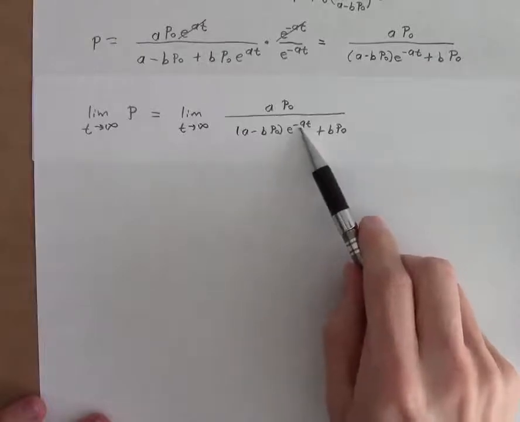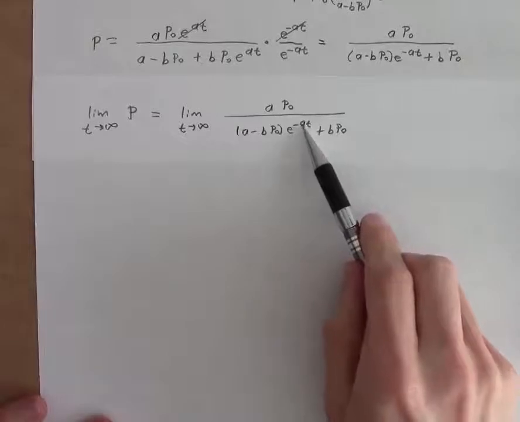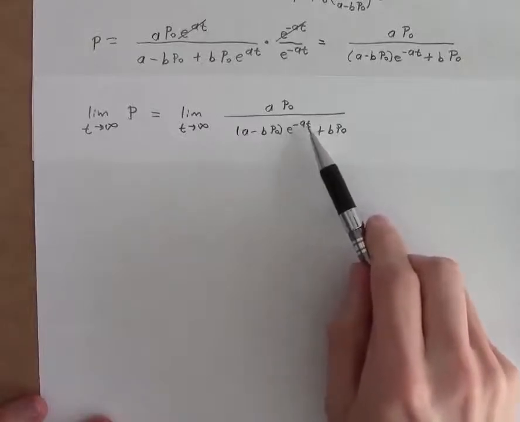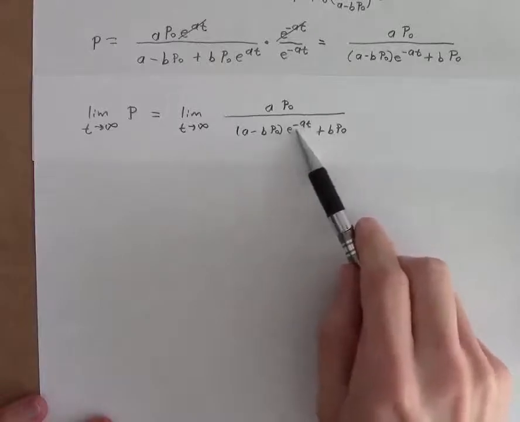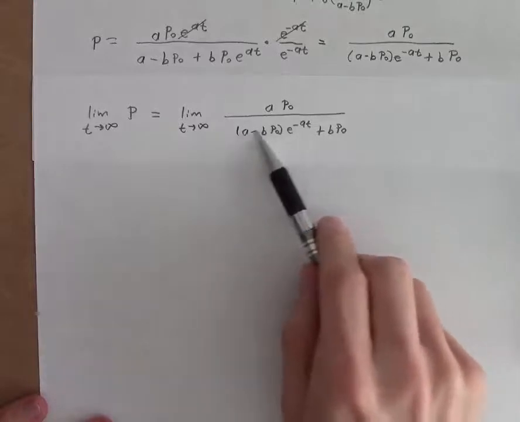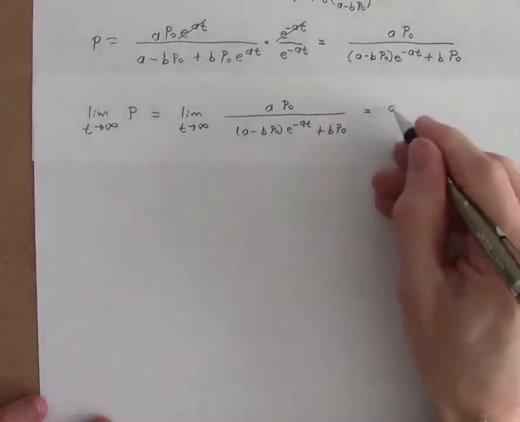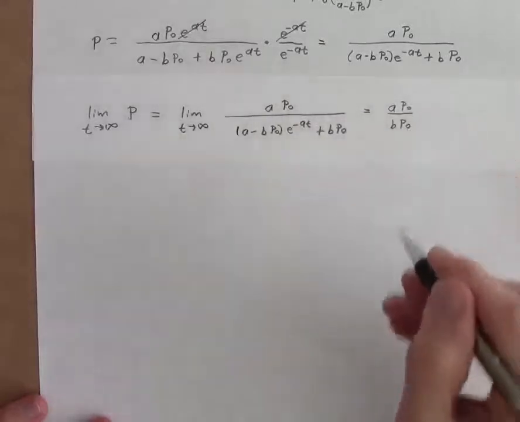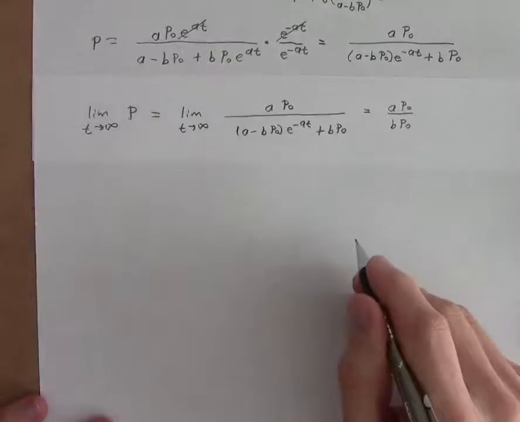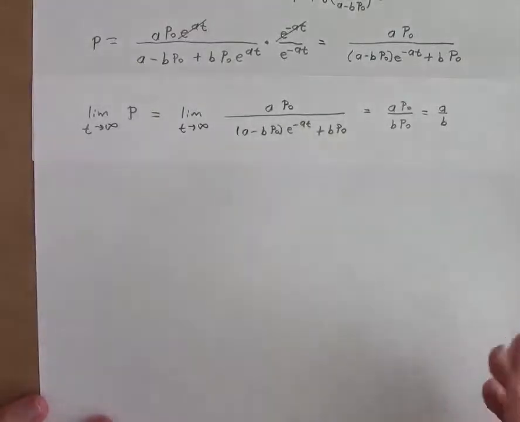But the place that t appears is right here. So that's e to the power of, now let's assume that a is positive, so this is e to the power of a negative exponent. And so as t goes to infinity, this factor becomes 0. So this entire first part here goes away. And we get a times p sub 0 over b times p sub 0 as the only remaining parts. And that reduces down to a over b.